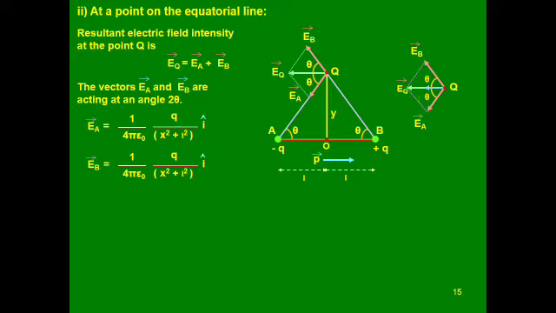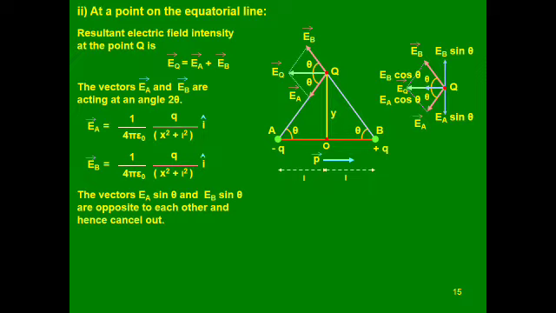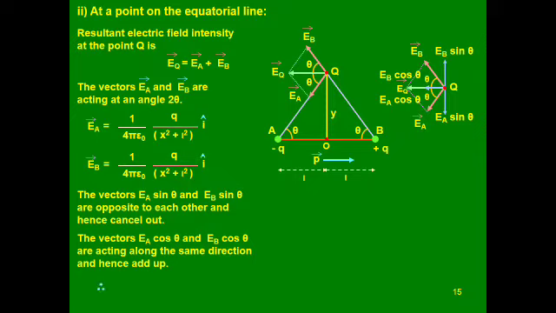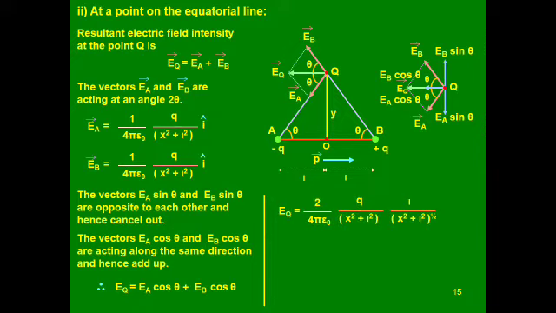By resolving EA and EB, the EB sin theta and EA sin theta components cancel out, and EB cos theta and EA cos theta add up to give the net electric field. EQ is equal to EA cos theta plus EB cos theta. So EQ is 2 by 4 pi epsilon naught times q over (x squared plus L squared), and cos theta is L by (x squared plus L squared) to the power half. Again, 2qL is equal to p, the dipole moment. So EQ would be equal to 1 by 4 pi epsilon naught times q into 2L over (x squared plus L squared) to the power 3 by 2.